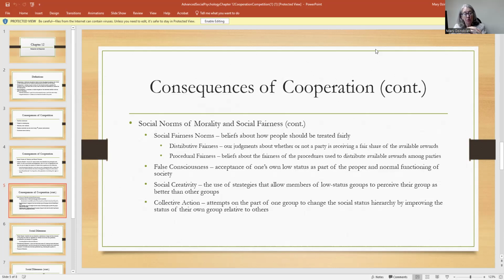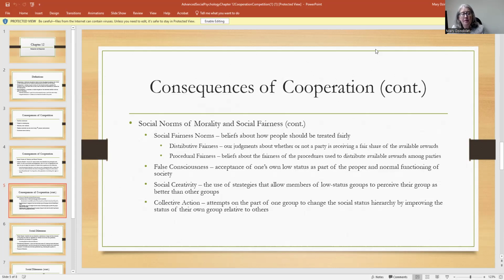So this subgroup, where being called a whore was seen as a terrible insult and a putdown, is now calling themselves that. This is social creativity. That's one of the strategies they're using: to take the sting out of that name and be proud. I'm a whore, and this is a good thing. And it's a way to see themselves as better than the subgroups that have higher status.